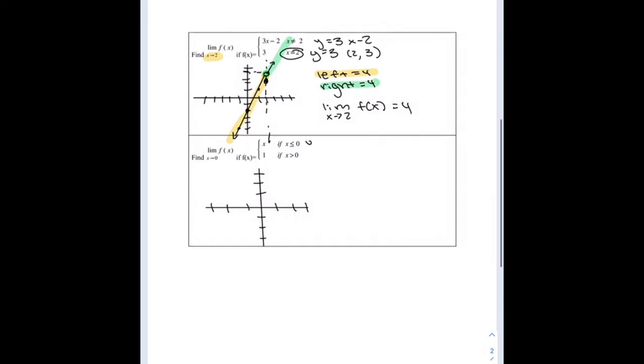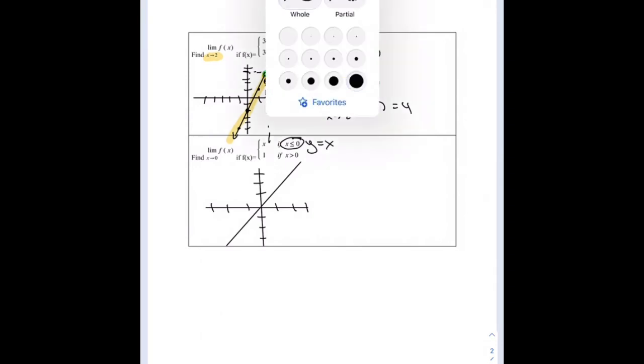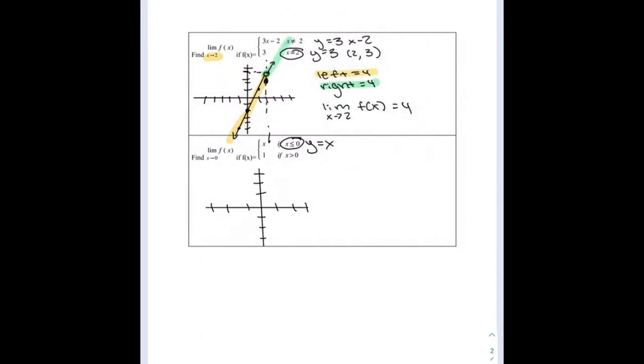The first piece is the equation y equals x, which is your linear line, but it's only when x is less than or equal to 0. So I'm only going to graph the portion that is less than 0. So starting at x equals 0, but going less than. And at 0 would be a closed hole because it's less than or equal to.